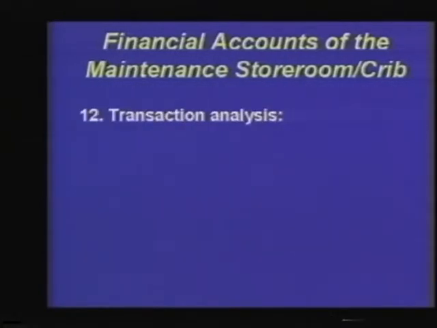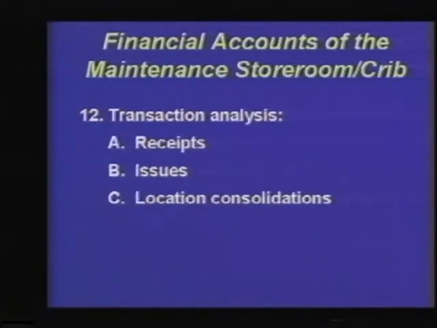Also, item 12, the transaction analysis that we've talked about earlier when we were in the storeroom program, and that is all of the receipts, the issues, and the location consolidation. And those transactions, if you remember, are the input into storeroom layout initially by family or commodity code.